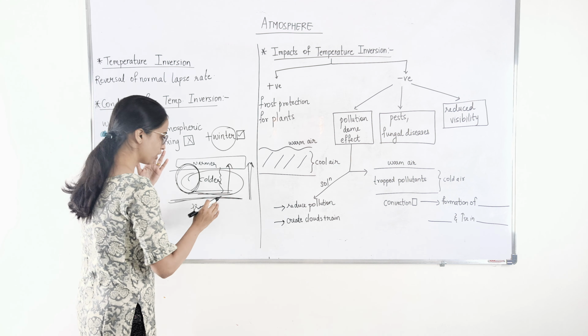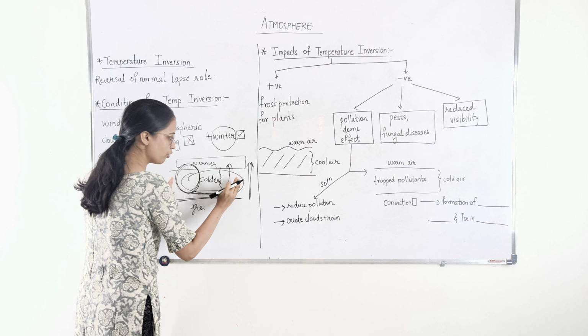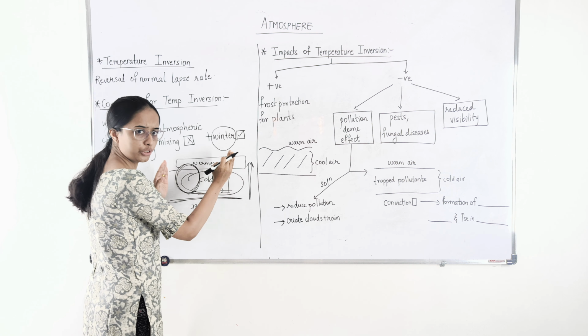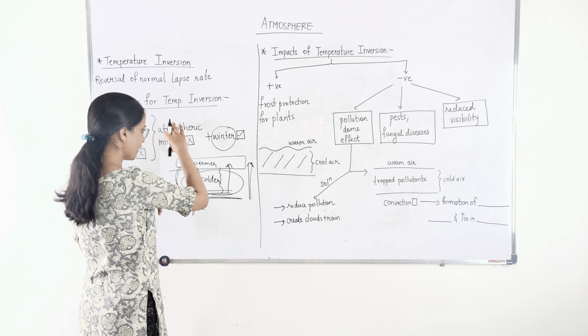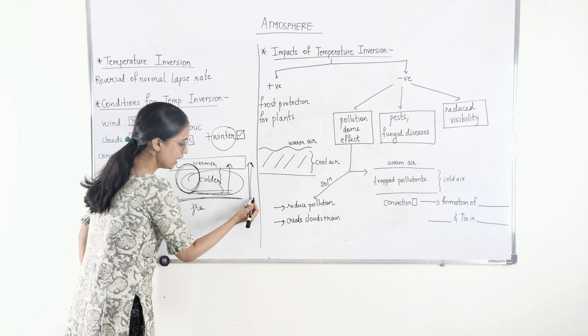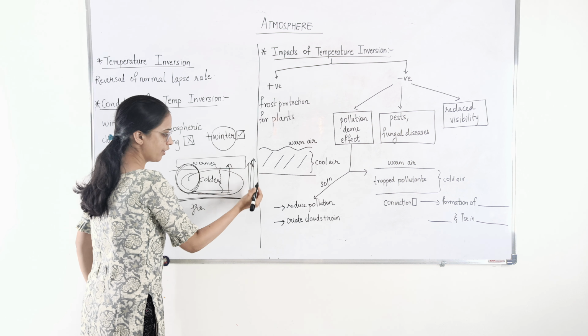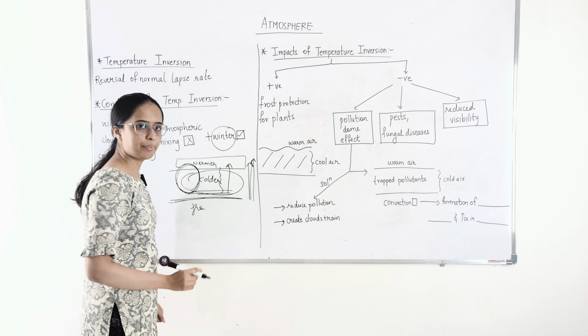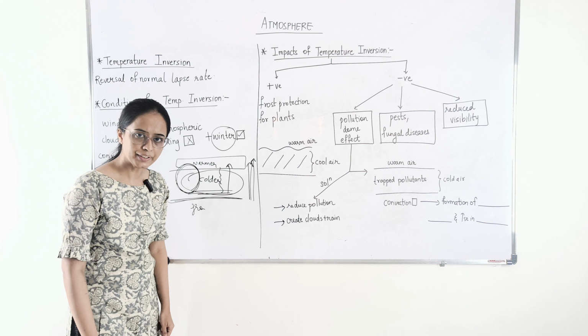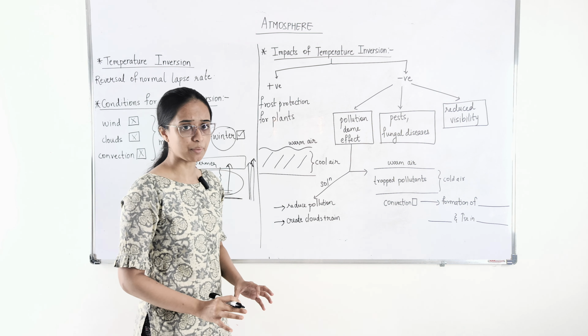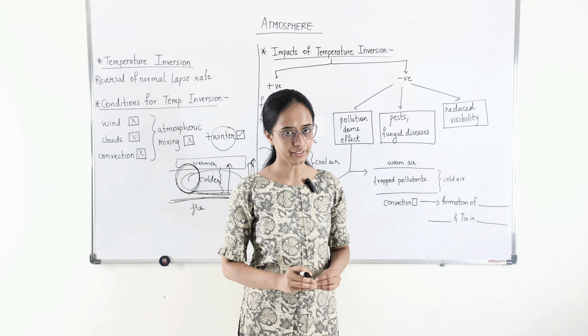It means that the colder air mass is going to stay over here and the warmer air mass is going to stay over here. There is no atmospheric mixing, and hence as you move high, or as the height increases, the temperature is also going to increase. And this is nothing but the phenomenon of temperature inversion.